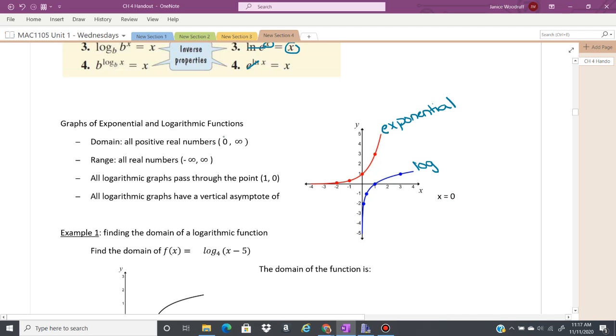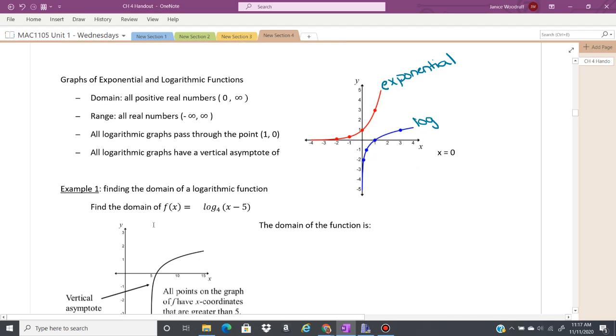So its domain here is going to be positive values. The range now is going to be negative infinity to infinity, whereas here, the domain and range were opposite. The domain here is all real numbers. The range is positive real numbers. We're passing through the point (1, 0) here, and then we're going to have a vertical asymptote. It's kind of over here at x equals 0.